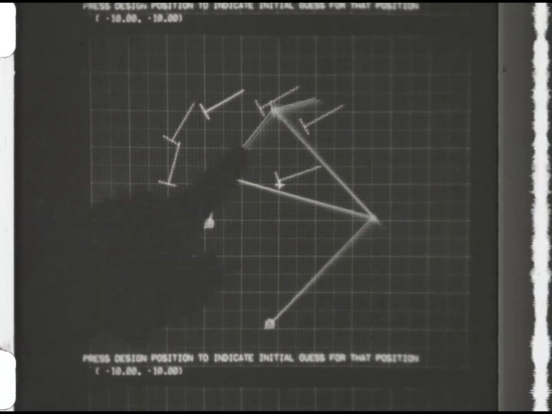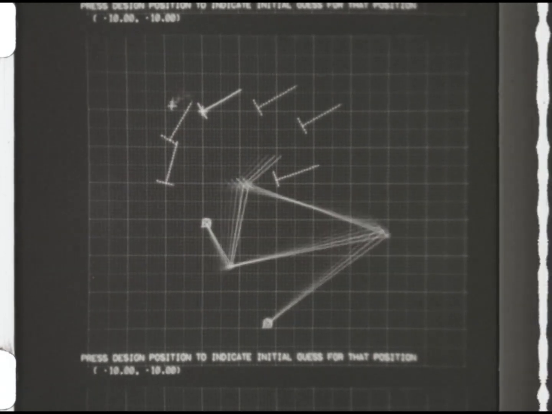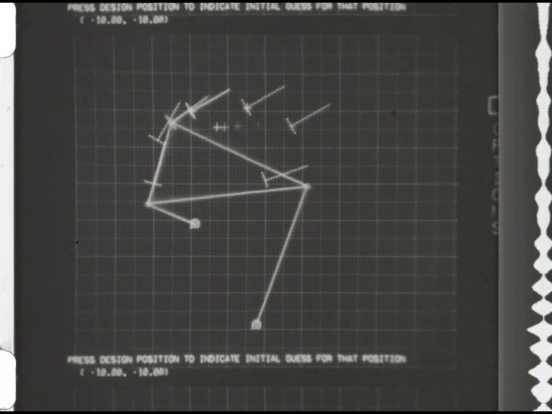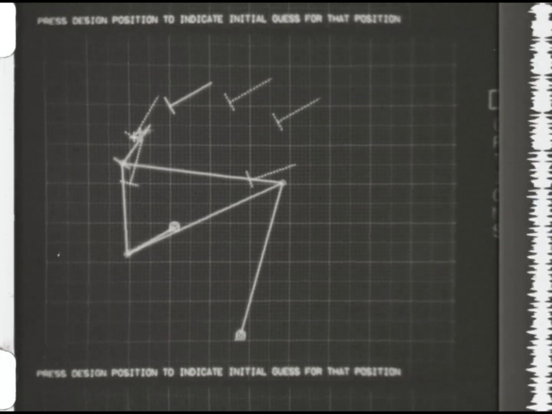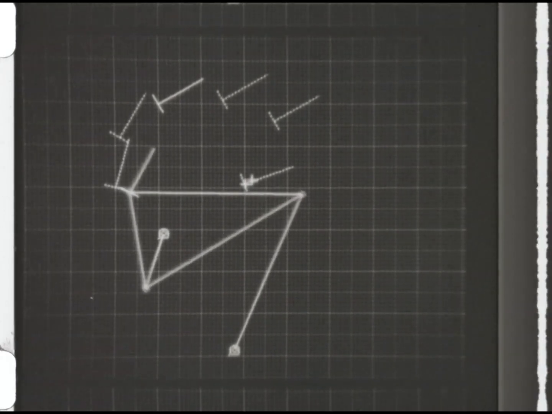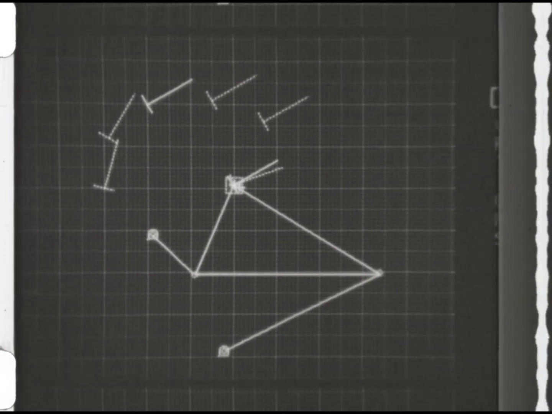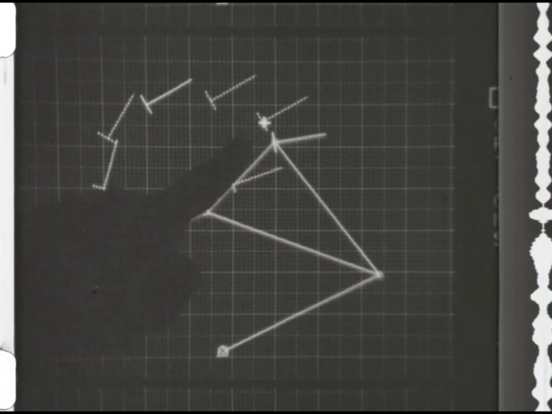If you depend on the computer to search by itself, it's an exhaustive process, and the computer can never get as good an answer as the combination of a human being looking at the display and using his intuition to lay out a fairly reasonable starting guess for a mechanism, and then to pick off good positions for starting guesses. The human being and the computer make a much more effective combination than the computer by itself.